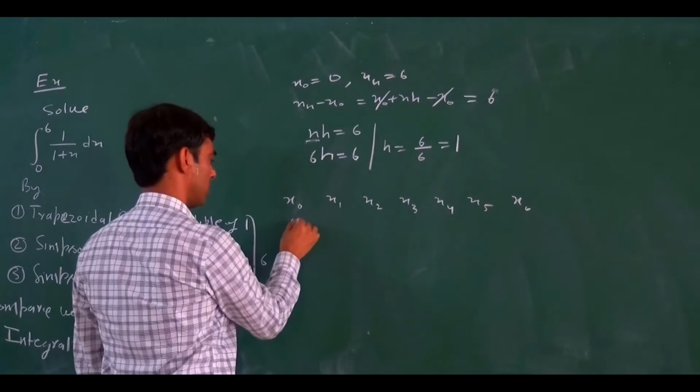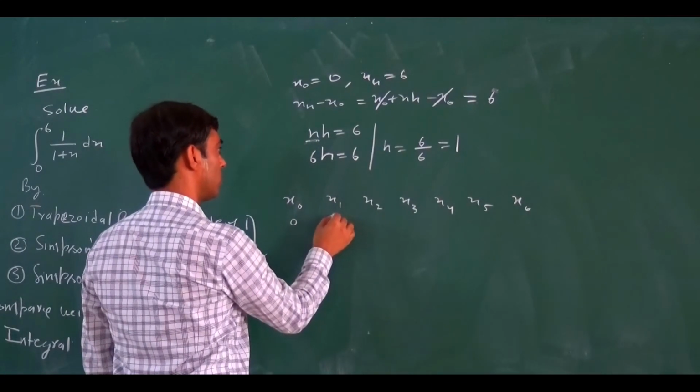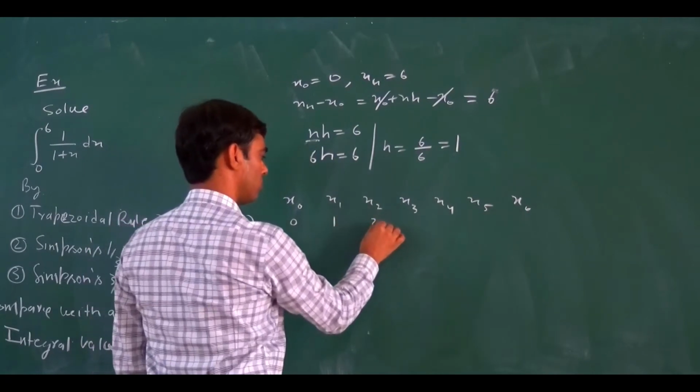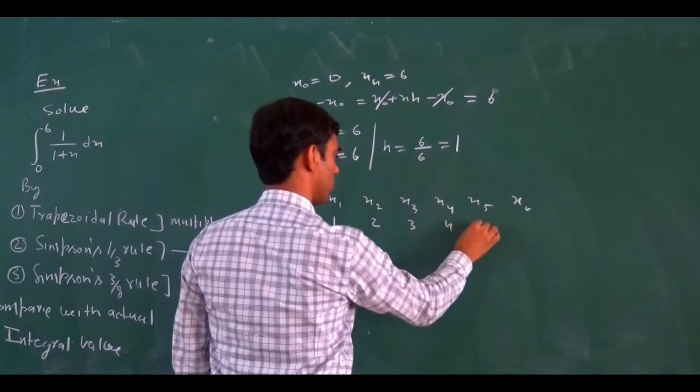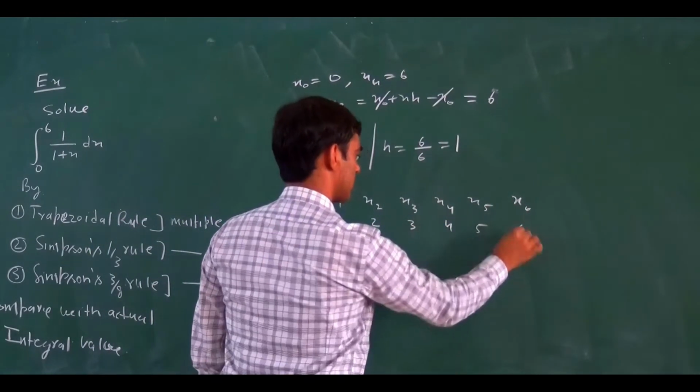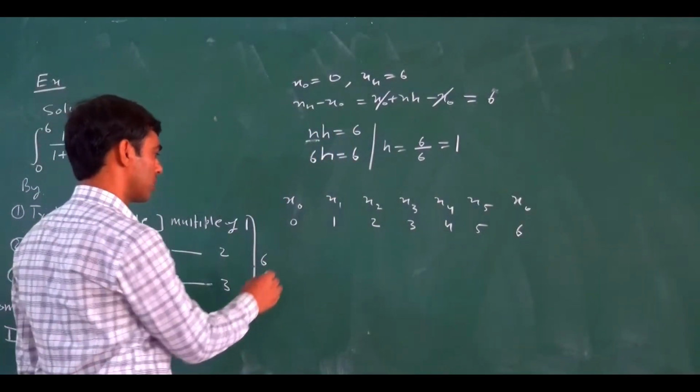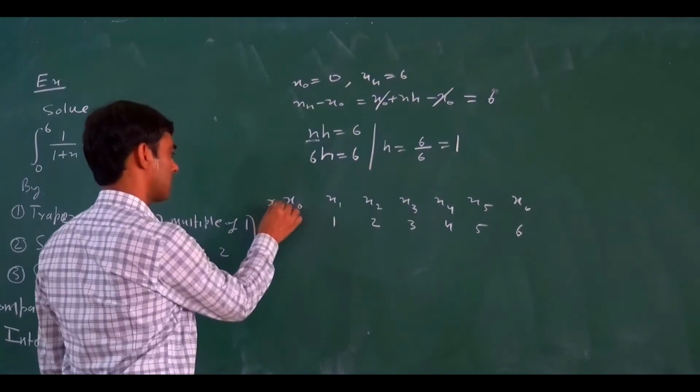So the value of x0 is 0. What is h? h is 1. So 1, 2, 3, 4, 5, 6, because xn is 6. And what is the corresponding value? This one is x.